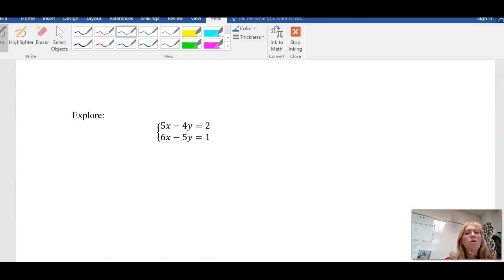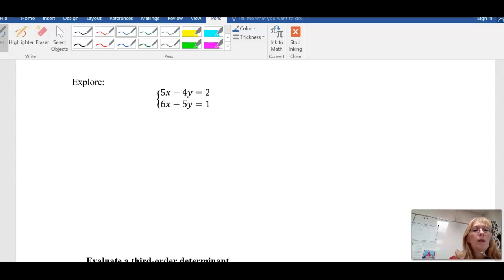All right, give yours a shot. Pause and give this a try. So when you were solving for X, your denominator would have been 5, 6, negative 4, negative 5. We don't change anything there. Your numerator, now we're solving for X, so the 5, 6 become the 2 and the 1. The Y stays the same.